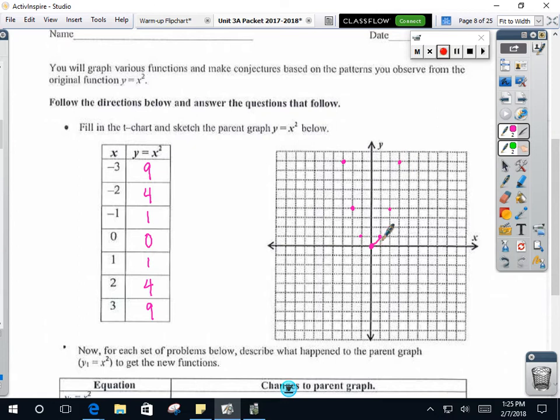Then it makes a U-shaped graph called a parabola. Now, even though it's not a perfectly U-shaped graph, it's definitely not a V, because with a V, you would need two perfectly straight lines. And these points are not the same slope, so it would not make a straight line. Okay, so it's more of a U-shaped graph. And this is called the parent function of quadratic functions.